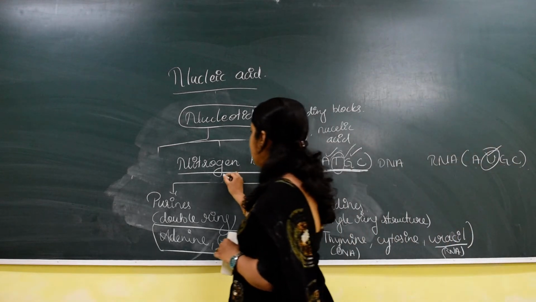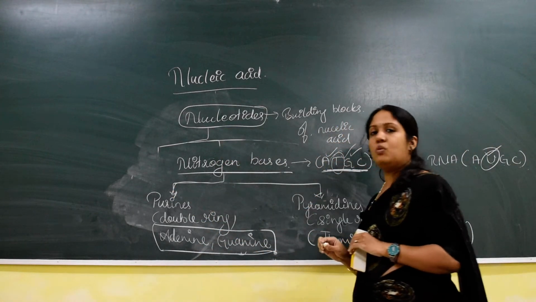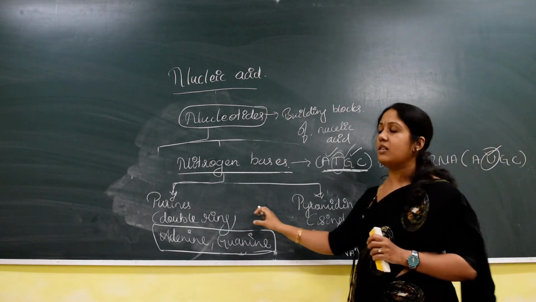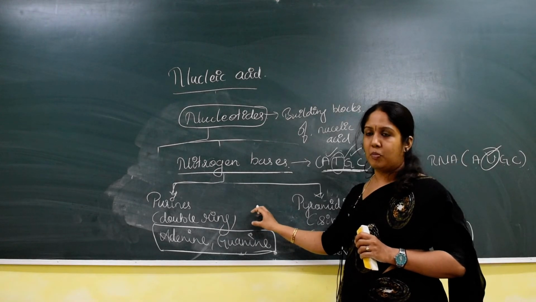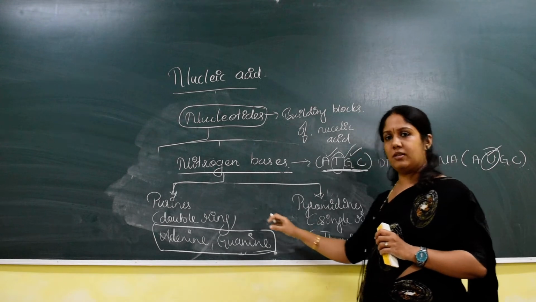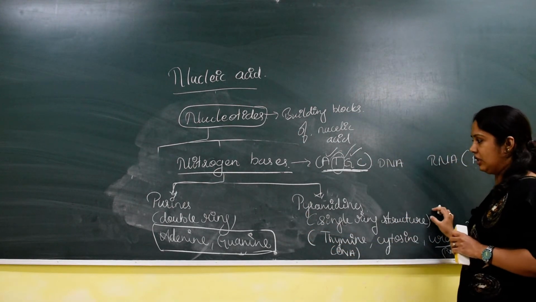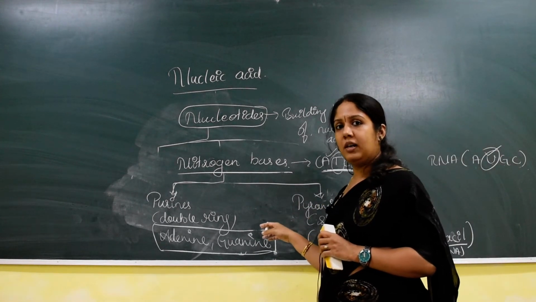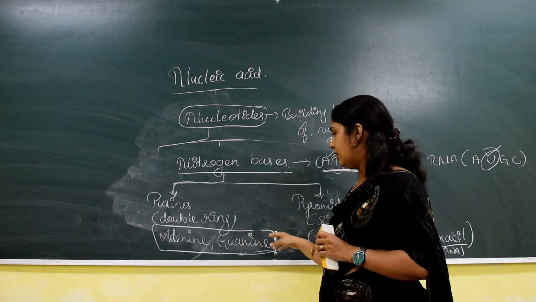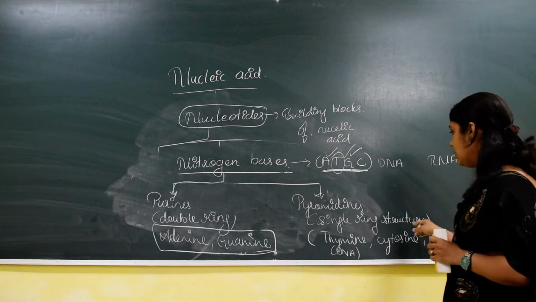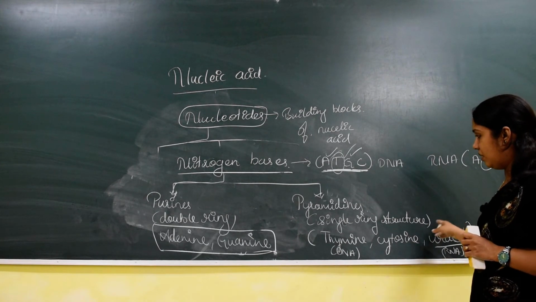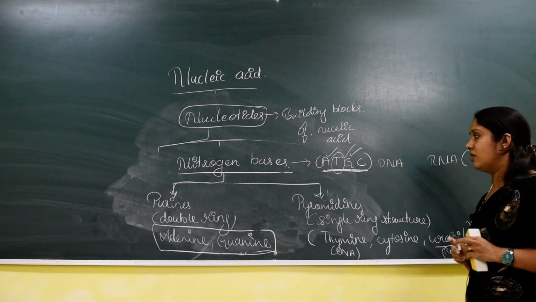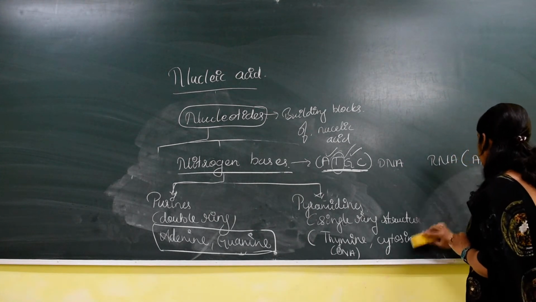Next, the nitrogen bases are classified into 2 categories: purines and pyrimidines. On what basis are they classified? It is based on their ring structure. If it is made up of a double ring structure, then it is purines. If it is made up of only a single ring structure, then it is pyrimidines. The best examples for the purines are adenine and guanine. Whereas pyrimidines are made up of thymine, cytosine and uracil. So this is about the nitrogen bases.